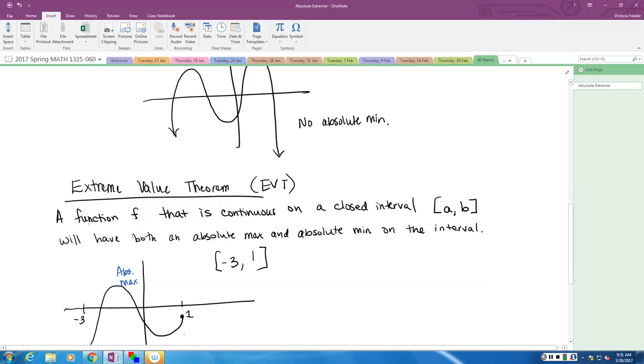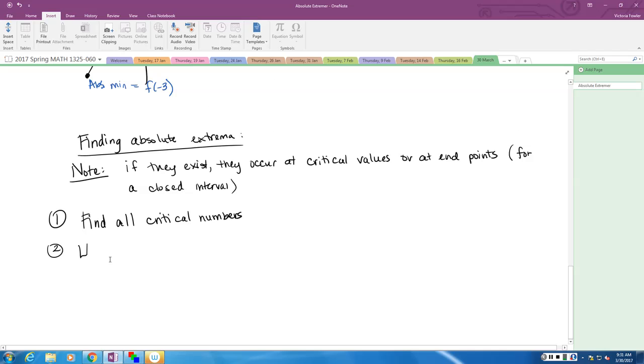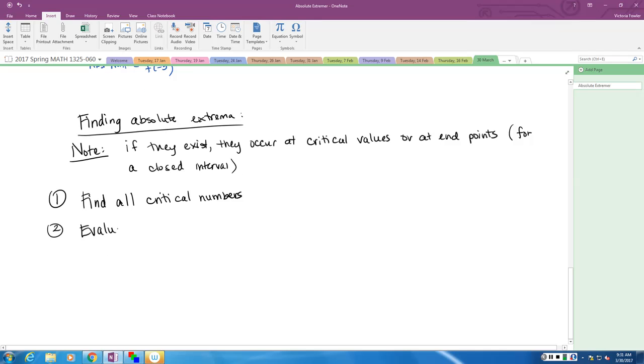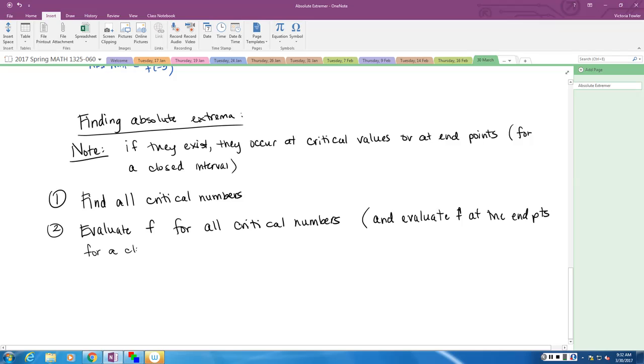Okay. Then I'm going to evaluate the function. So I'll evaluate f, and there it goes jumping. So let me scroll down. Okay, I'm going to evaluate f for all critical numbers. And then I'm going to put a set of parentheses and say, and at the endpoints for a closed interval, right? So if we're talking about a closed interval, I'm going to also evaluate the endpoints. So maybe it'd be better to say, and evaluate f at the endpoints for a closed interval.